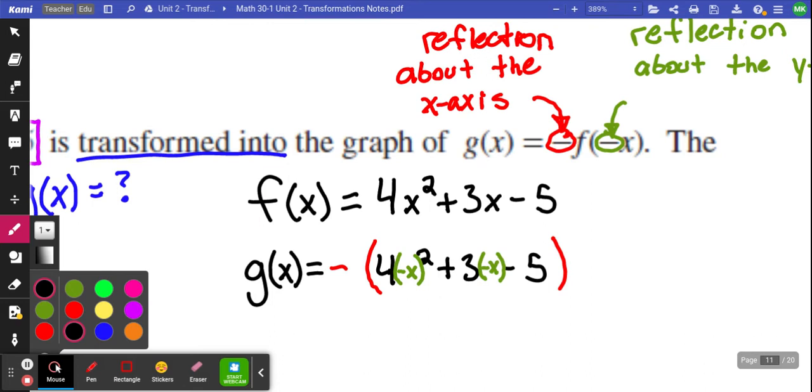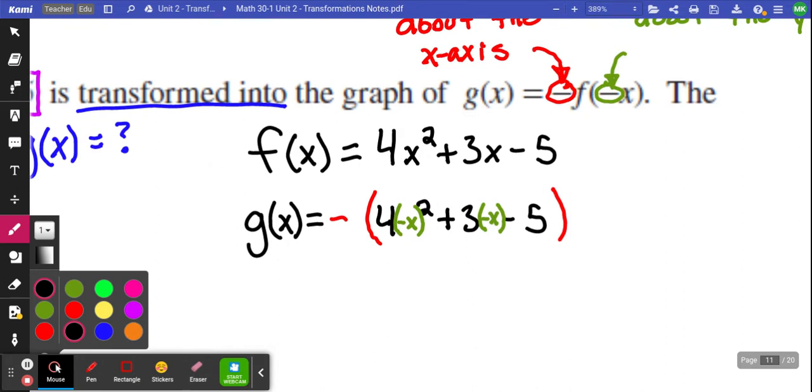Okay, do we have any other question about where these negatives came from? All right, let's simplify it. If I was to simplify this, I do inside the brackets first. Okay, so inside those big red brackets, I'm not going to deal with this negative. I'm just dealing with inside those big red brackets.